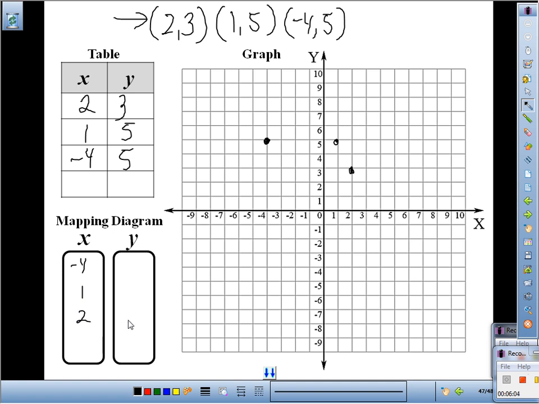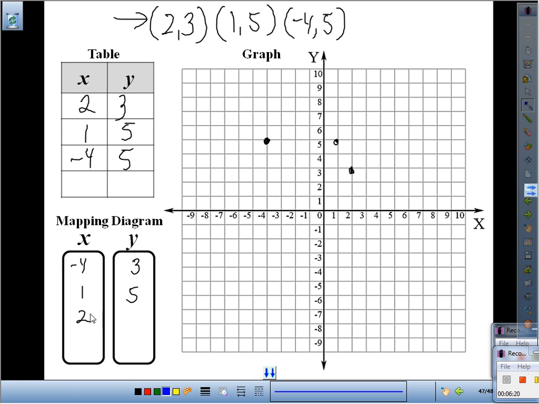So far so good? Danica, how about the y? What is it? 3. 5. Do we repeat the 5? No, we only write it once. All right. So now let's indicate it with our mapping.